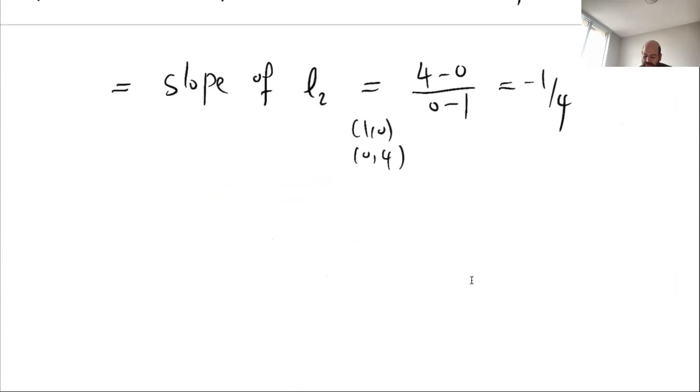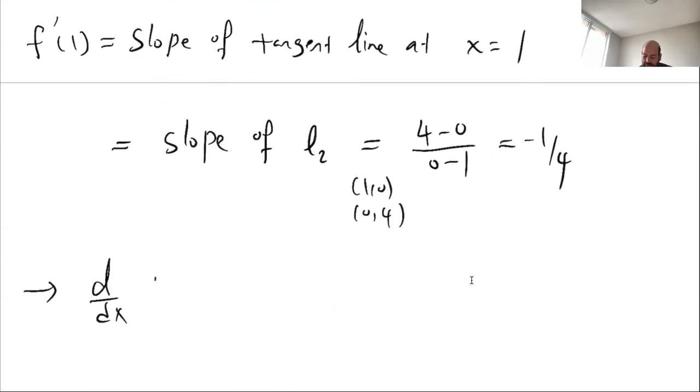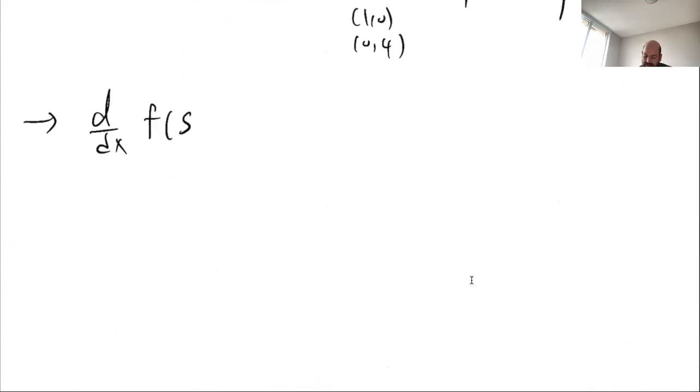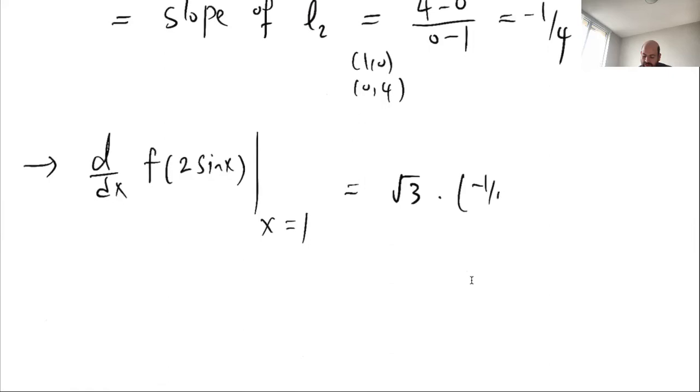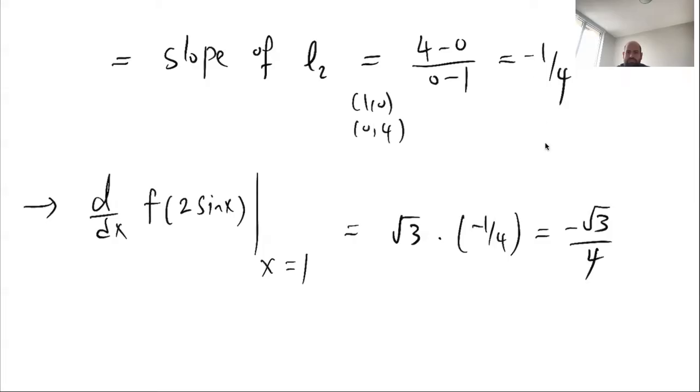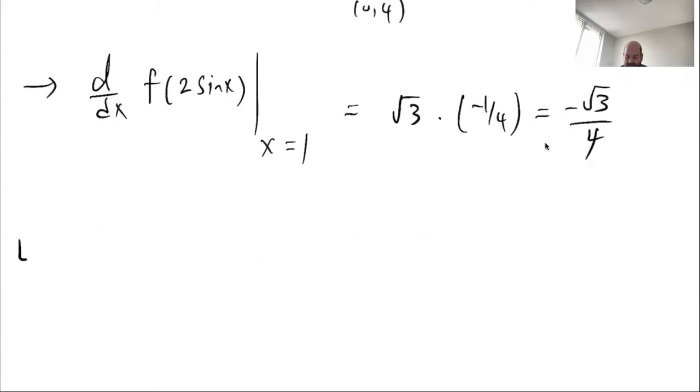And then therefore the final answer, d/dx of f of 2 sine x at x equals 1, is going to be root 3 times f prime of 1. Root 3 times minus 1 over 4. The answer is minus root 3 over 4. Okay, so next example.